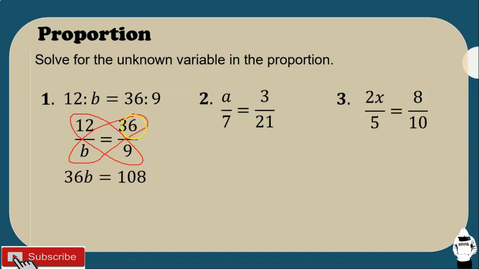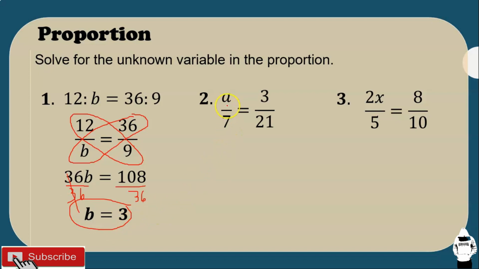And that is, unahin muna natin yung 36 times b, that is 36b, is equal to 12 times 9, that is equal to 108. And then, para masolve yung b, we need to divide both sides of the equation by 36 or by using MPE. So, divided by 36, divided by 36. So, b now is equal to 108 divided by 36, that is equal to 3. And b now is equal to 3.